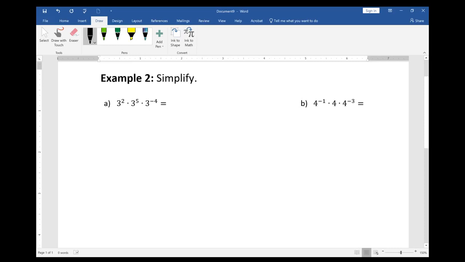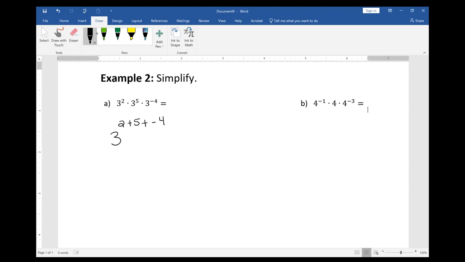Example 2, Part A. Simplify 3 to the power of 2 times 3 to the power of 5 times 3 to the power of negative 4. Since we have the same base and we are multiplying using our properties of exponents, we could just keep the base and add the exponents. So therefore, we'll have 3 to the power of 2 plus 5 plus negative 4.